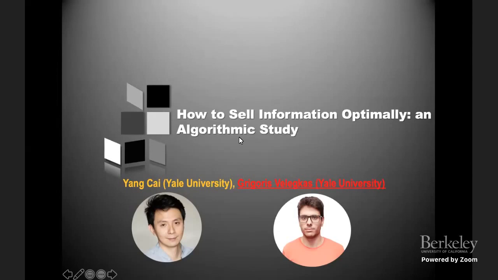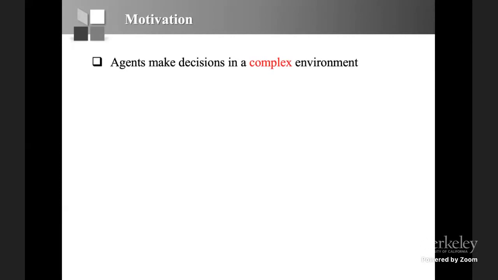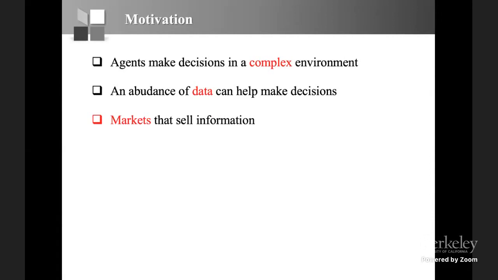As we know, we live in a world that's becoming increasingly more complex. Fortunately for us, there is a lot of data out there that can help us make more informed decisions. The problem is that these data are not immediately available to the agents who need them. So markets have been created that sell information.